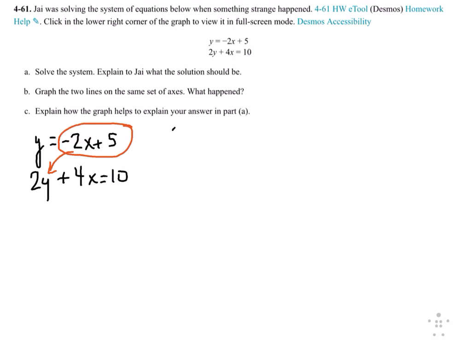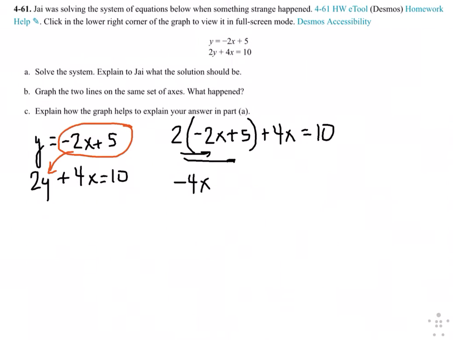So the bottom equation becomes 2 times y, which is negative 2x plus 5, plus 4x equals 10. So I distribute, right? I get negative 4x plus 10 plus 4x equals 10. Okay, combining like terms, negative 4x and 4x become 0. So I get 10 equals 10. And I say, when does 10 equal 10? 10 equals 10 all the time.